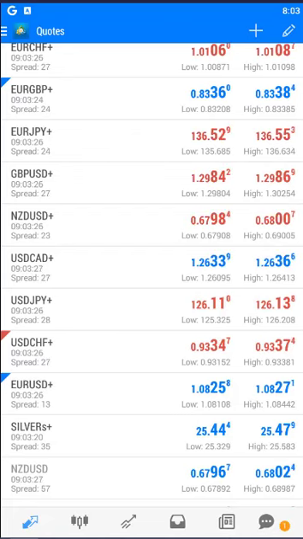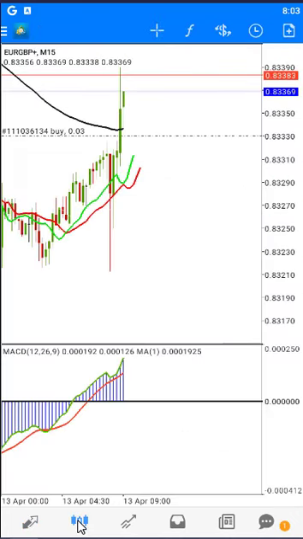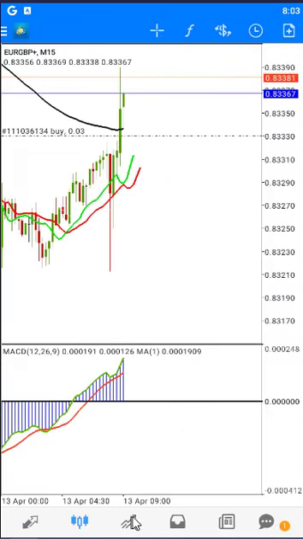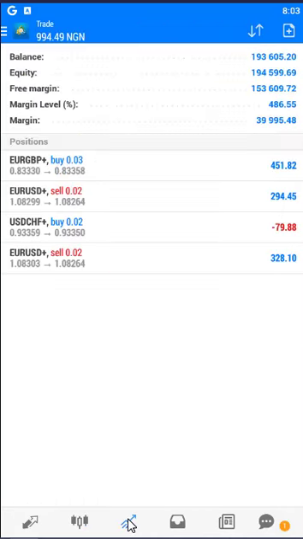Let's jump straight into it. The screen you're seeing right now is called the market watch. This other button is called the chart area, and this other button is called the trade or the terminal. So this is where you get to see your trades, the trades you're running. This last button is where you get to see your account history.